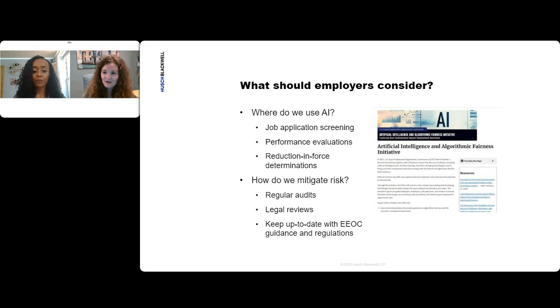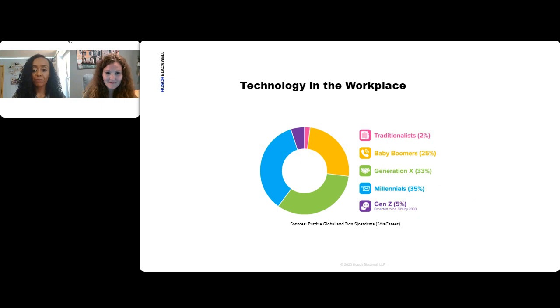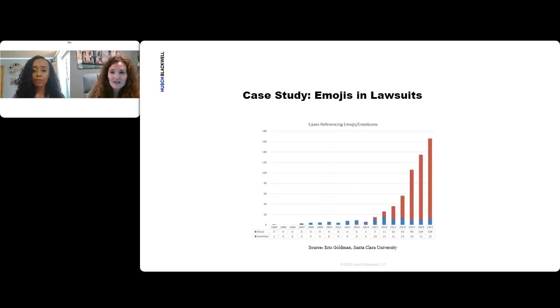Lastly, I want to go briefly into technology in the workplace. Now more than ever, we have a very diverse age group in the workplace, as you can see here from this graph. And as part of that difference in ages, we're seeing differences in communications, differences in lived experiences, and then we're combining that with the fact that the number of lawsuits involving emojis is dramatically skyrocketing. So we're going to put these two things together and look at what is happening.